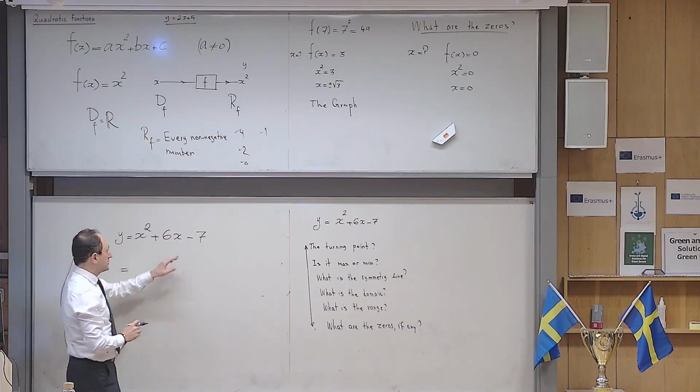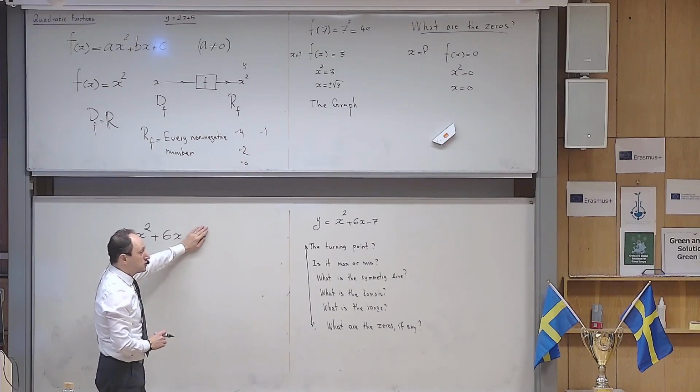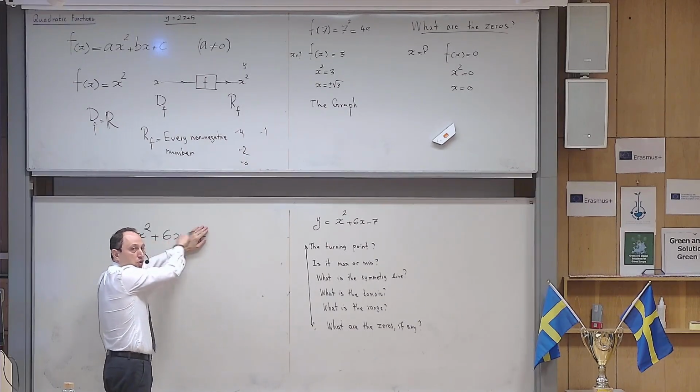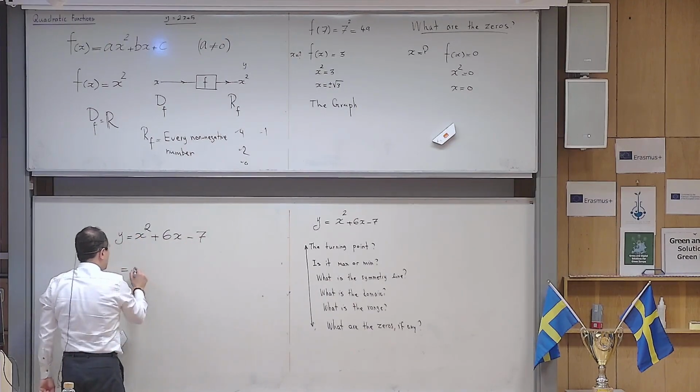For example, this minus 7 is not a good number for having a complete square. If I take this off and I ask you which number to put there so that the whole expression becomes a complete square, what do you answer? 9. So you just add 9.